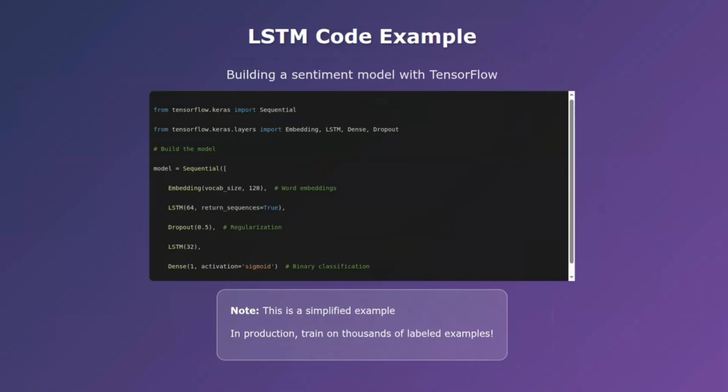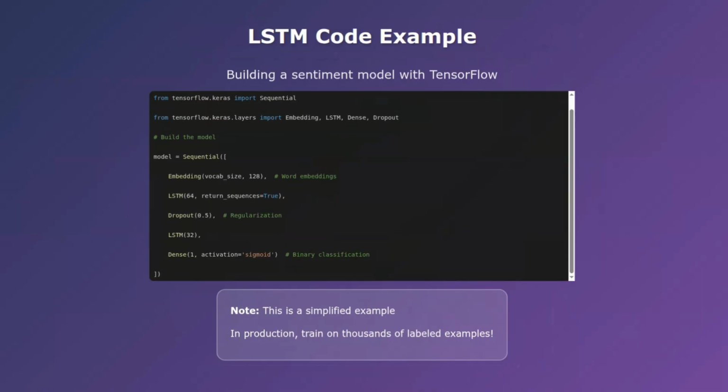First, we tokenize our text and convert it to sequences. Then we build the model. An embedding layer converts words to dense vectors, 2 LSTM layers with dropout for regularization, a final dense layer with sigmoid activation for binary classification. This is a simplified example. In production, you'd train this on thousands of labeled examples.